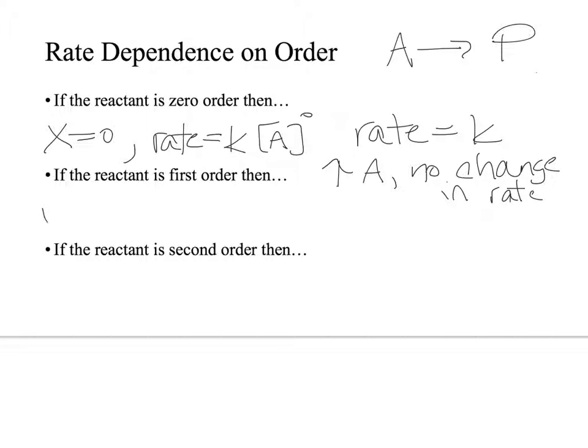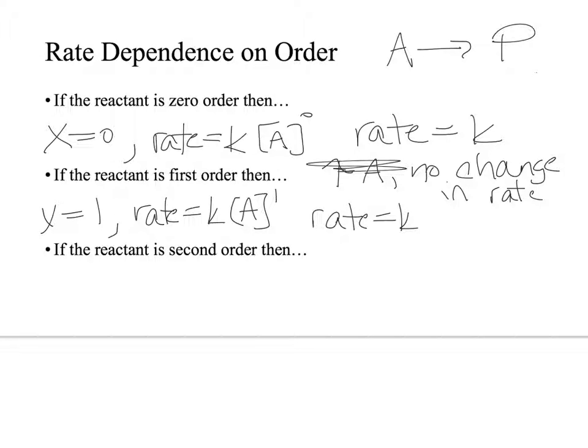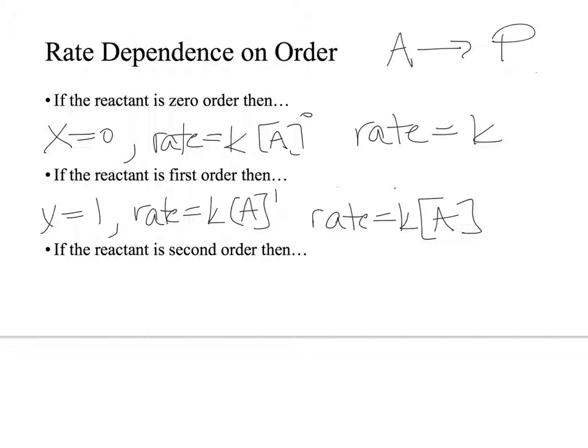The second possibility, if X is equal to 1, rate is equal to K times A to the first power, or I can just write rate is equal to K times the concentration of A. And practically this means as A increases by a factor of 2, rate will double. So they're a 1-to-1 relationship.